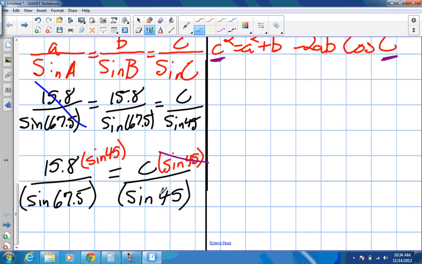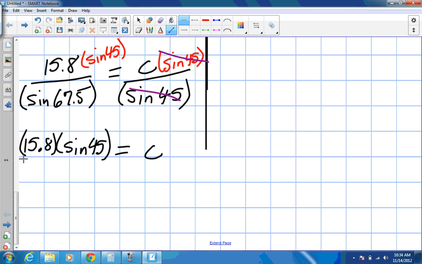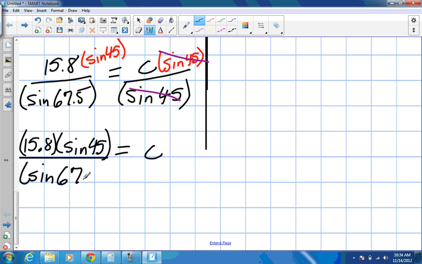So essentially, once we get to this point, c is equal to just some numbers we need to put into a calculator here. 15.8 multiplied by sine 45. When we multiply, it always goes on the top of a fraction. And all of that is divided by sine 67.5. Anyone want to help me out? What is it? 12 didn't sound right? Someone said 12. Can anyone confirm this?